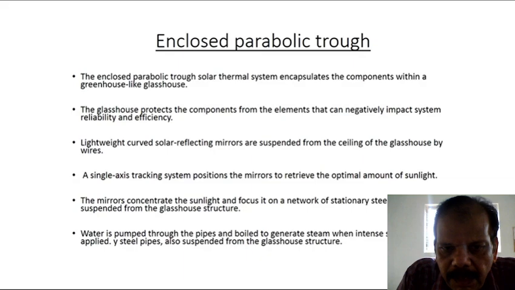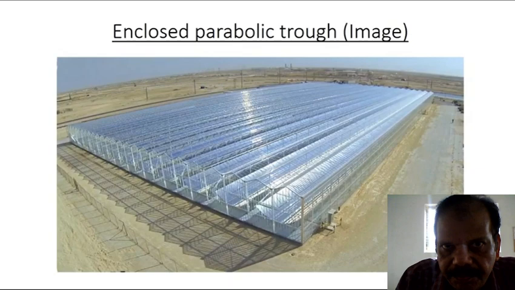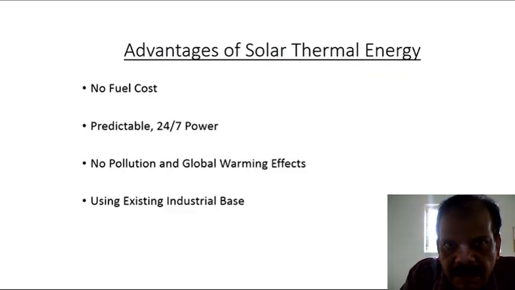Water is pumped through the pipes and it gets boiled to generate steam, when it comes with intense sun radiation, and it goes through the steam turbine to generate the power. So this is a real image of the enclosed parabolic trough power system. So let us see some advantages of the solar thermal energy.